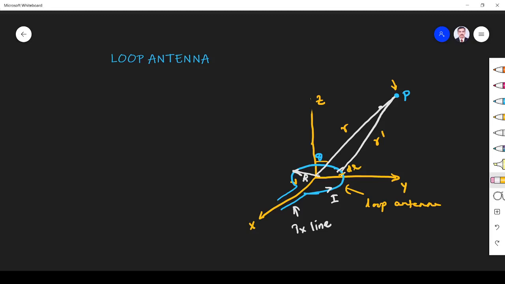Hi students, welcome to the session on loop antenna. In this video, we will see what is loop antenna and its radiation mechanism and advantages and disadvantages of loop antenna.